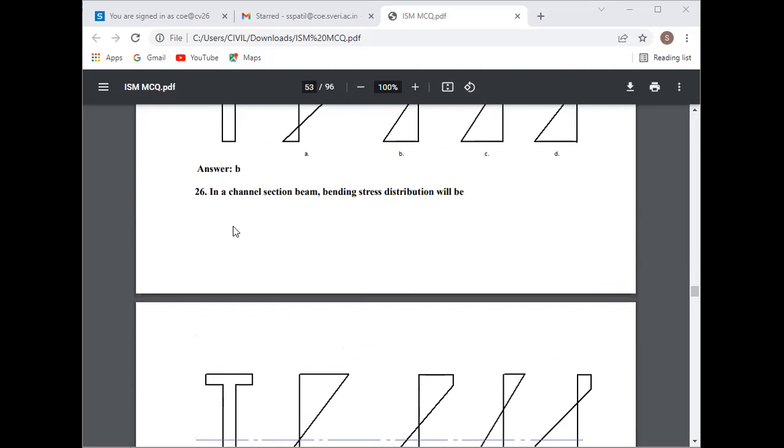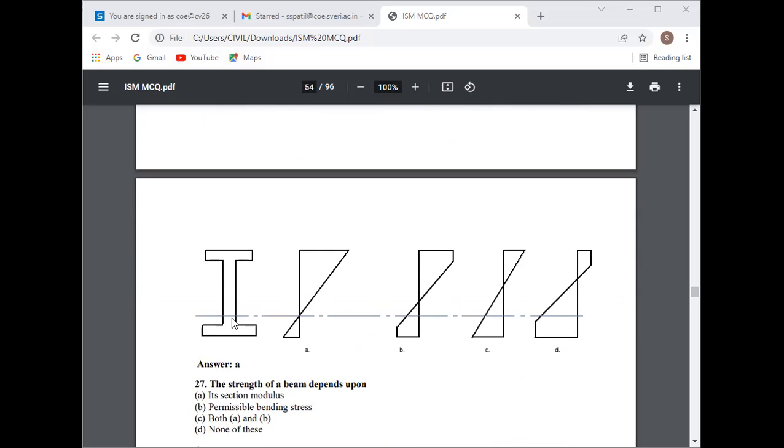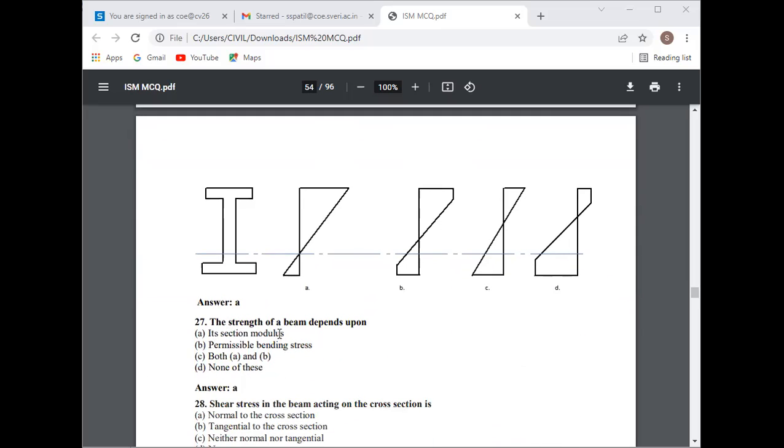आता इथे चॅनल सेक्शन म्हटलंय पण ऍक्च्युअली मी आय दिलाय त्यामुळे आपण स्किप करूया. हा नेक्स्ट, द स्ट्रेंथ ऑफ अ बीम डिपेंड्स अपॉन. बीमची स्ट्रेंथ कशावर डिपेंड आहे? इट्स सेक्शन मॉड्युलस, परमिसिबल बेंडिंग स्ट्रेस, बोथ ए अँड बी, नन ऑफ दिस. कशावर डिपेंड असेल? दिलंय तिथं सेक्शन मॉड्युलस, पण कसं काय, कशावरून?